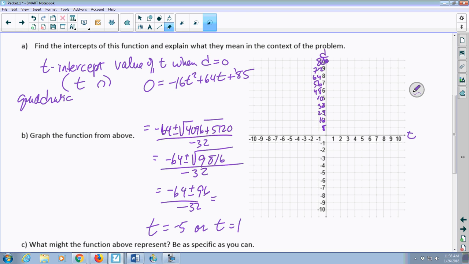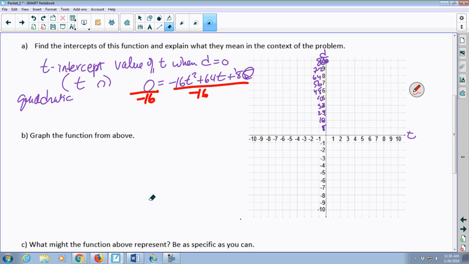5, right? So the first thing you can do here is divide, oops, I don't want to do it that way. That's not good mathematics. Divide both sides by negative 16. And what would I get? I'd still get 0 on my left-hand side, and I'd get t squared minus 4t plus 5. How easy is that to factor? T minus 5, t plus 1.